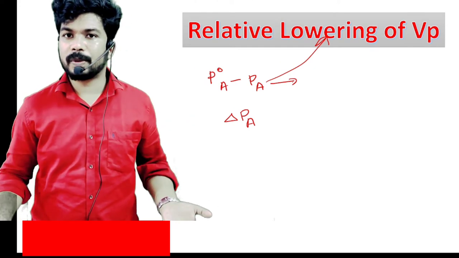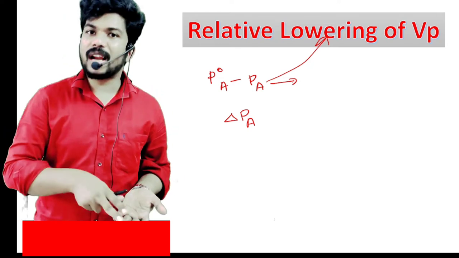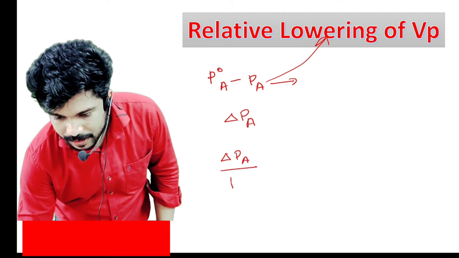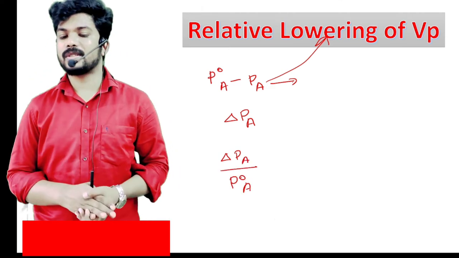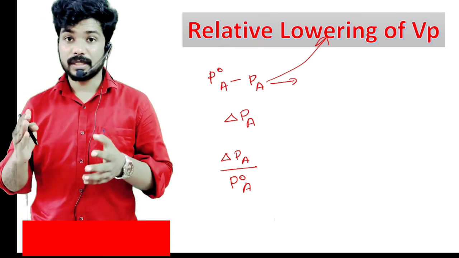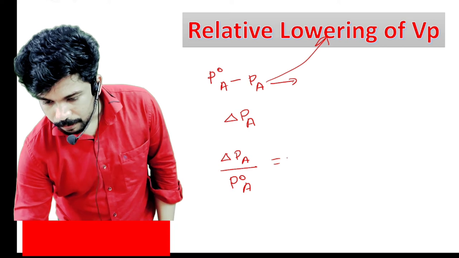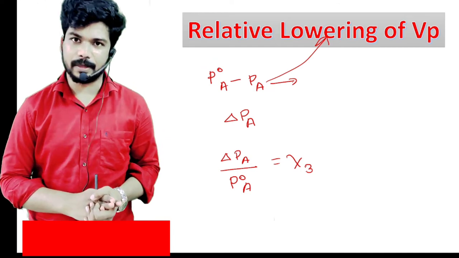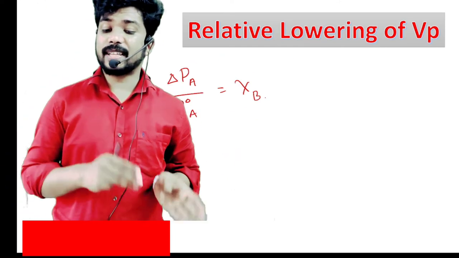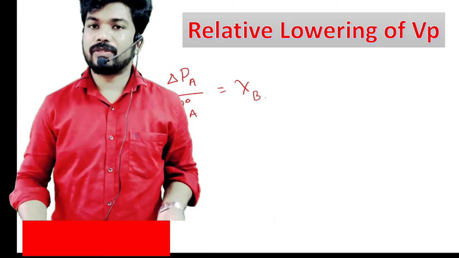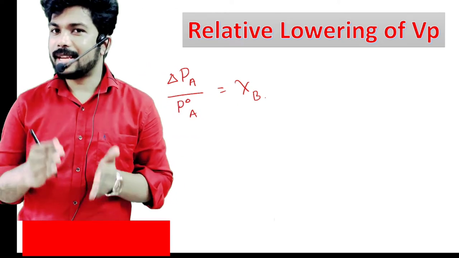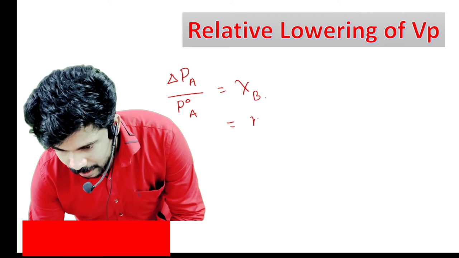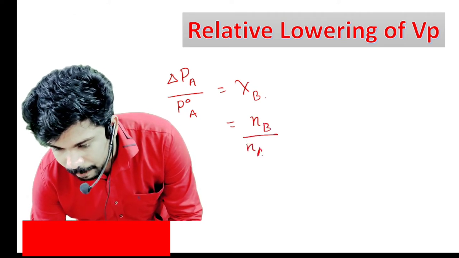And what is relative lowering of vapor pressure? Just compare it to the real one, that is P0A. Delta PA by P0A. This is called relative lowering of vapor pressure. And this will be equal to the mole fraction of B. So let's go to the derivation. Delta PA divided by P0A is equal to chi B. And you know the equation for chi B: NB by NA plus NB. So the equation changes: number of moles of B divided by NA plus NB.